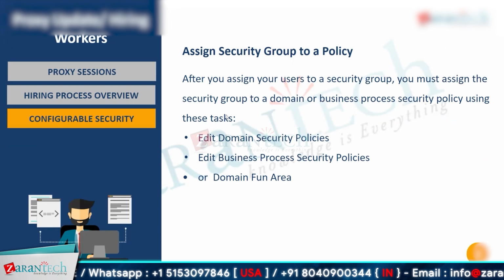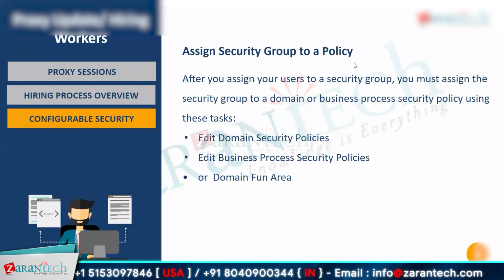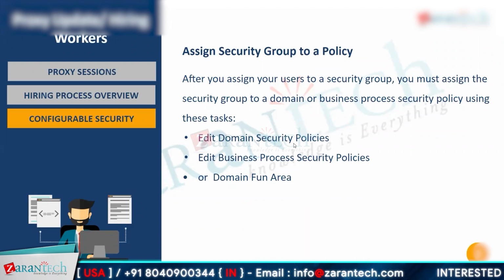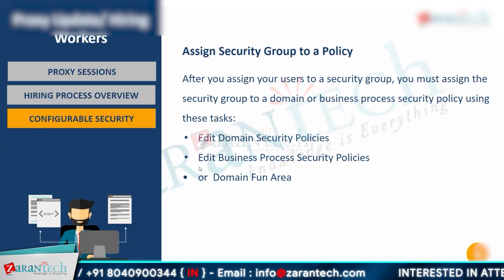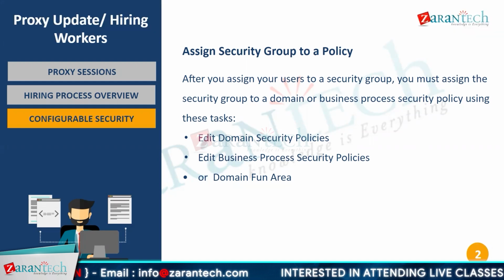So we've already done this part: assign security group to a policy. We've gone to a parent policy, we've gone to a child policy, we have edited the domain security policy, and we have assigned users or security groups to those policies. After applying those users to the policy, we have activated our pending security policies.